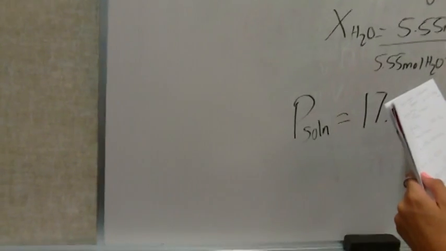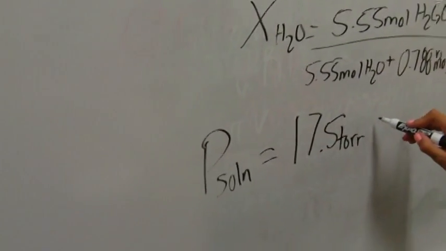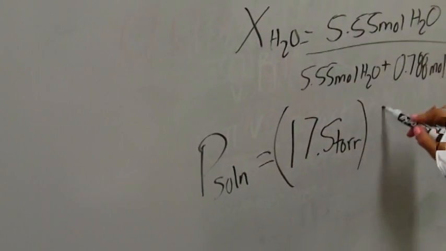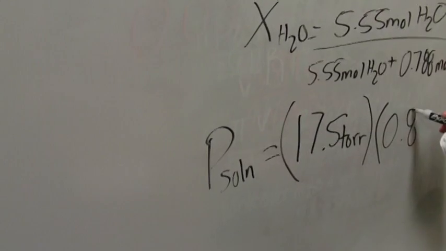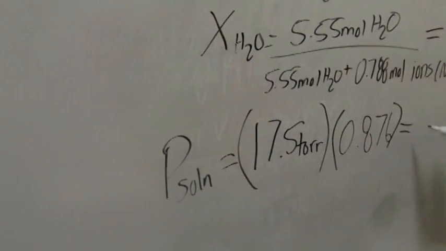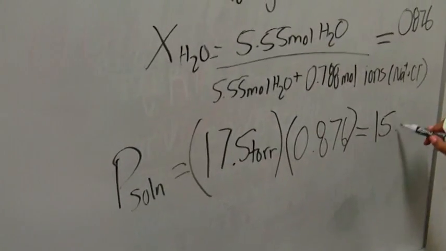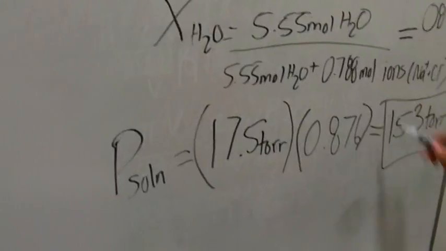So now we know everything for this equation up here, and we can plug everything in to get our vapor pressure of the solution. It tells us in the problem that 17.5 torr is the vapor pressure of the water. And then we multiply that by our mole fraction that we got, which is 0.876. And we end up with 15.3 torr. That's the answer.